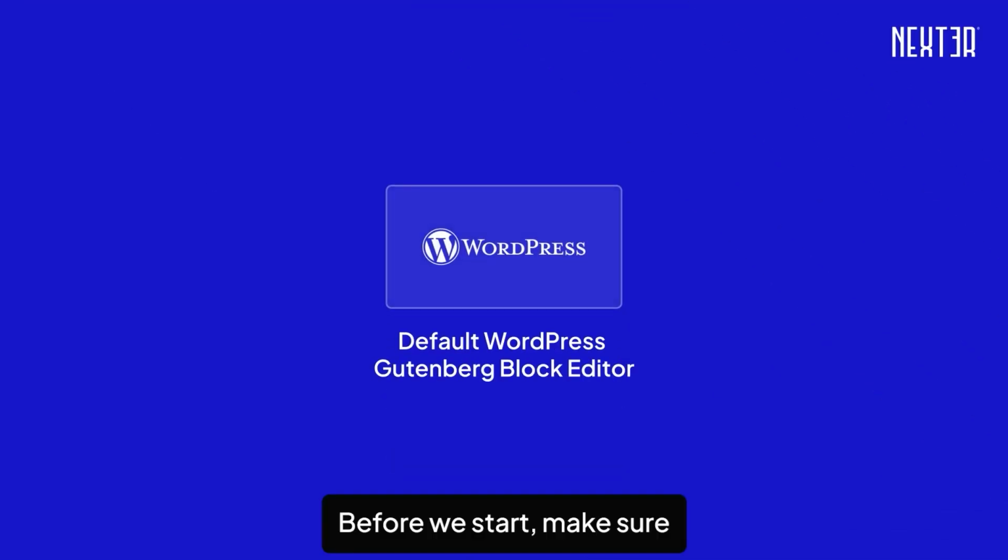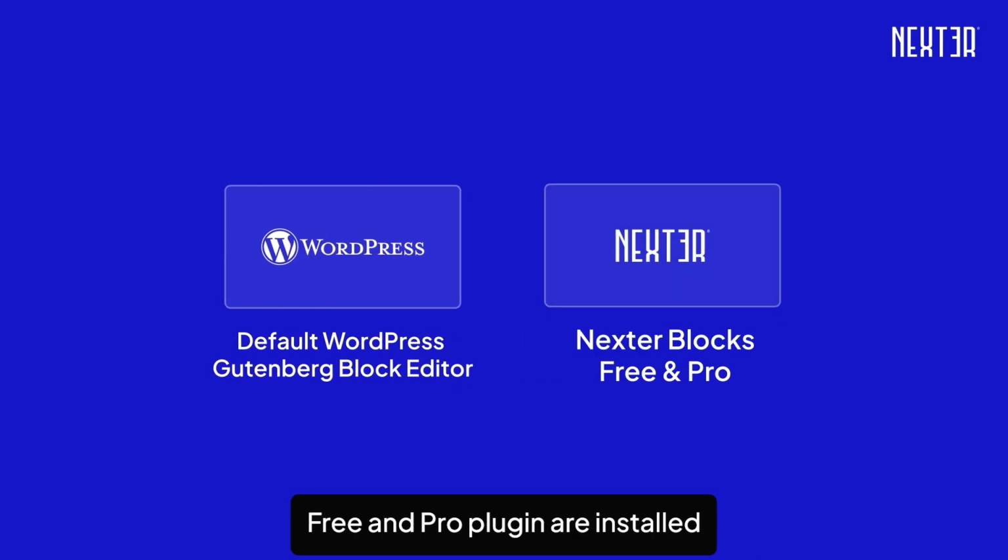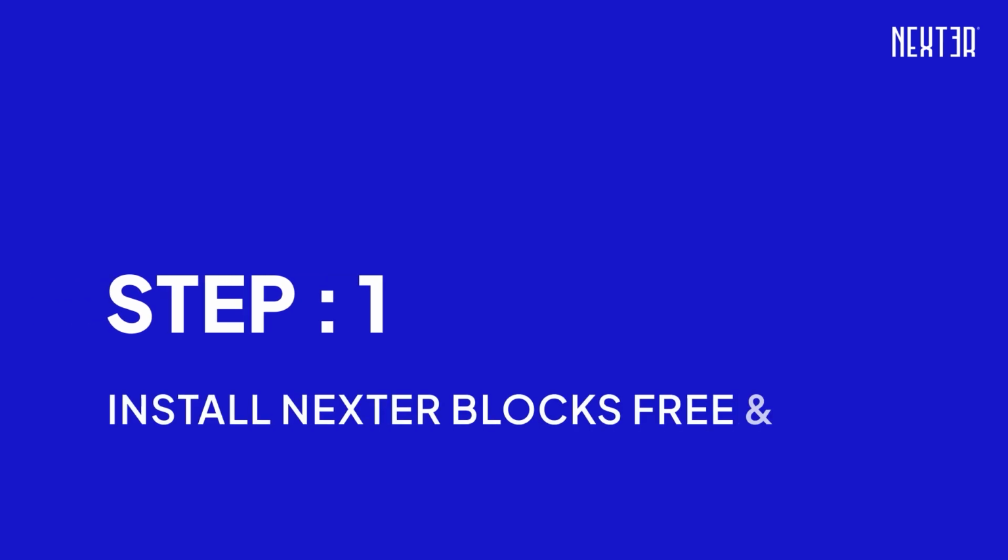So let's dive in. Before we start, make sure the default WordPress Gutenberg block editor is active on your site. Also make sure both the Block Free and Pro plugin are installed and activated on your site. Step 1. Install both the Block Free and Pro plugin.